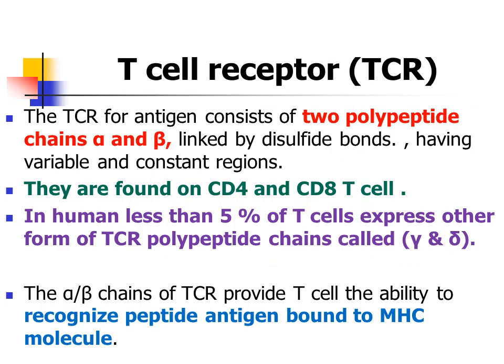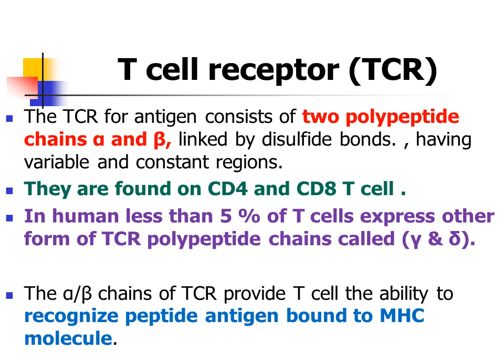T cell receptors. T cell receptor for antigen consists of two polypeptide chains, alpha and beta, linked by disulfide bond, having variable and constant region. They are found on CD4 and CD8. زي ما احنا اتفقنا قلنا T cells CD4 و CD8 كلهم عليهم CD2 عليهم CD3 عليهم T cell receptor، يا اما عليها CD4 تبقى T helper او CD8 تبقى T cytotoxic.